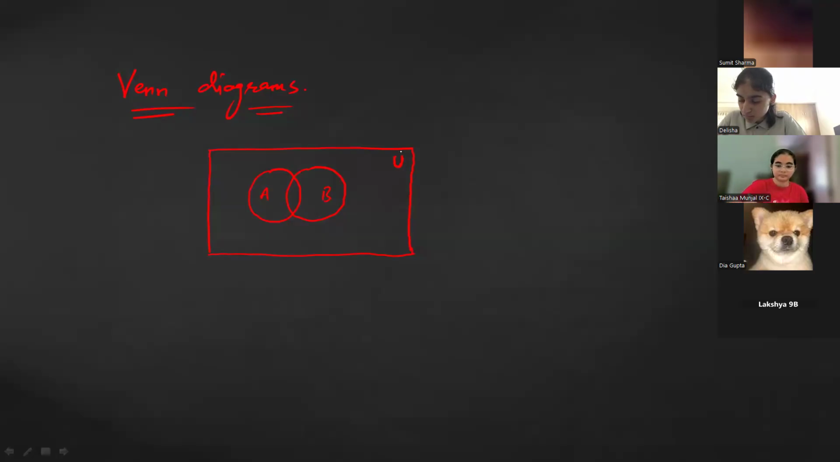Now let us come to the operations on sets, and we will discuss the operations on sets using these Venn diagrams also, right? So how do we draw them? What area does it represent? That is what we need to understand. So let us come to operations on sets.